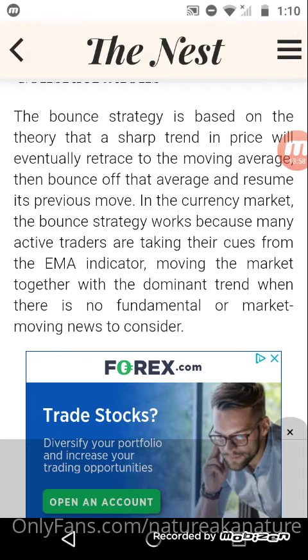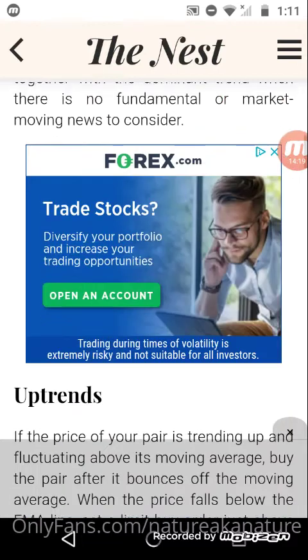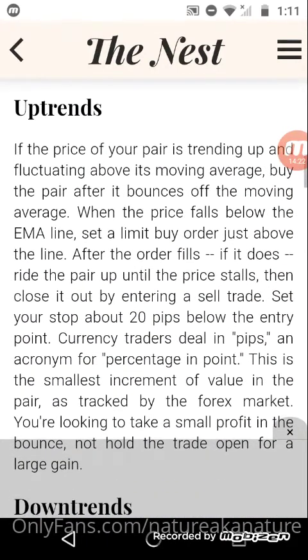So as far as the uptrend, how you trade on the bounce: if the price of the pair is trending up, and it's fluctuating above its moving average, buy the pair after it bounces off the moving average. The price will trend up, and then it will fluctuate, meaning it'll start to come off the moving average. It'll start to consolidate. Once it starts to consolidate, buy the pair after it bounces off the moving average.